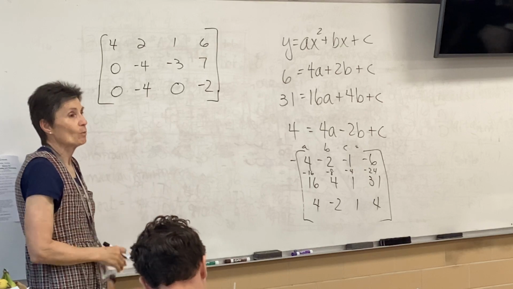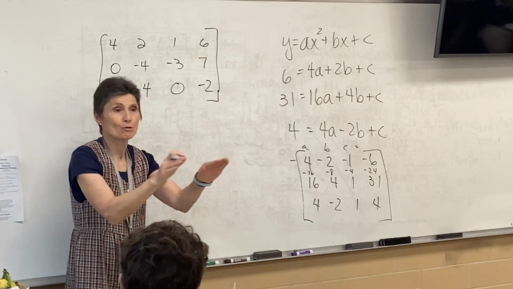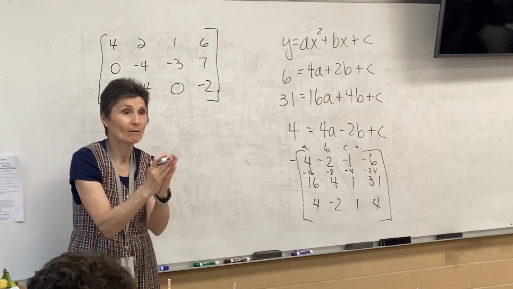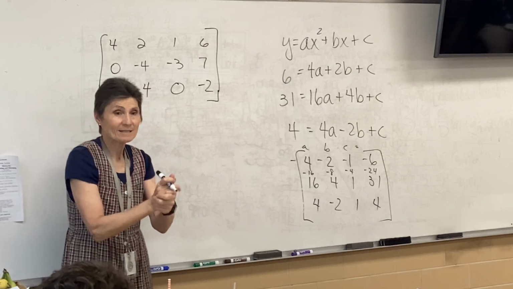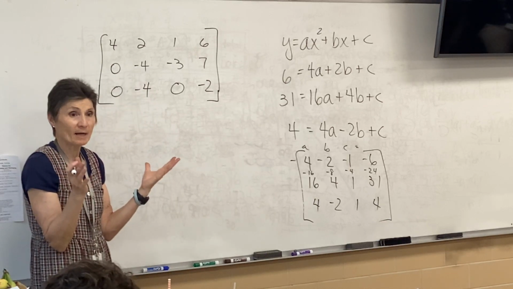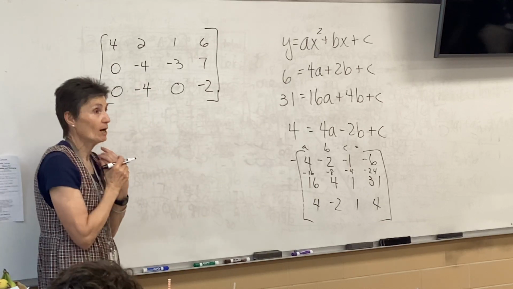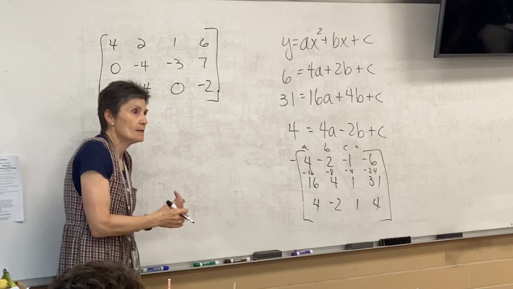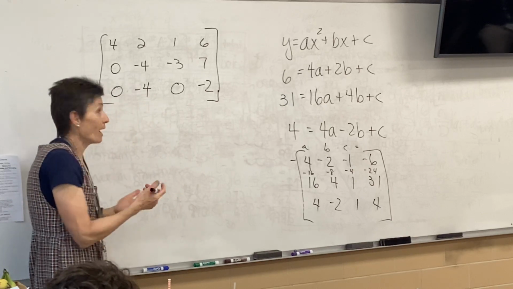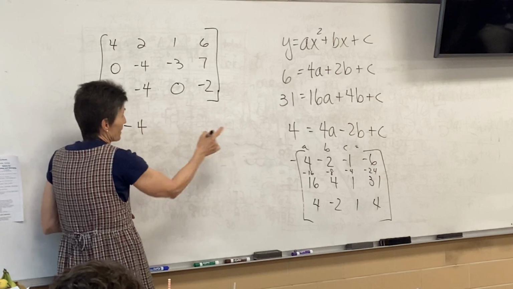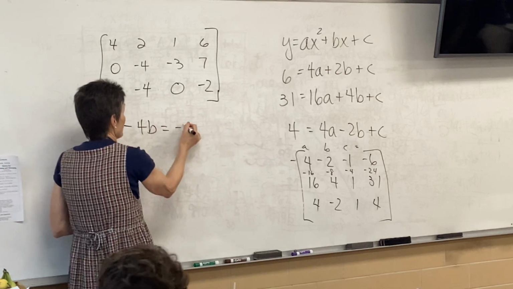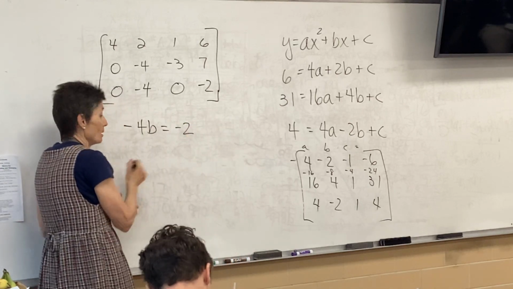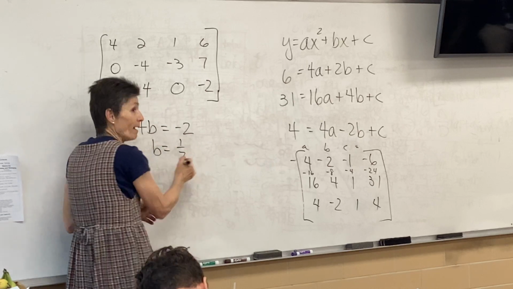Now, why am I so excited? Remember, there were no directions. I can solve this however I want. I'm done. What does this bottom row tell me? It's not like normal, but it says -4b equals -2. So b equals 1/2.